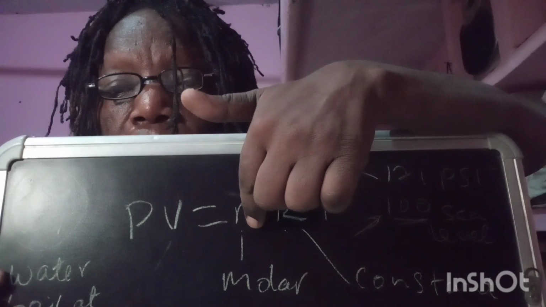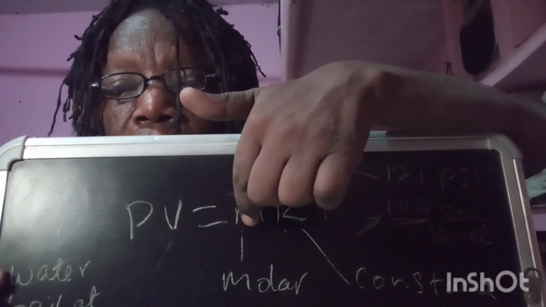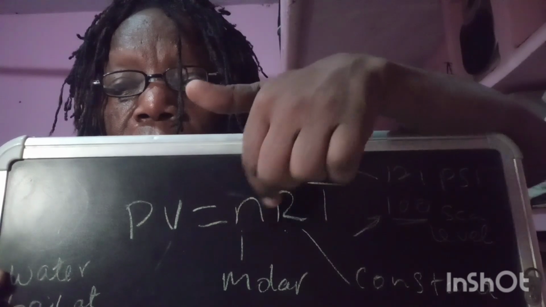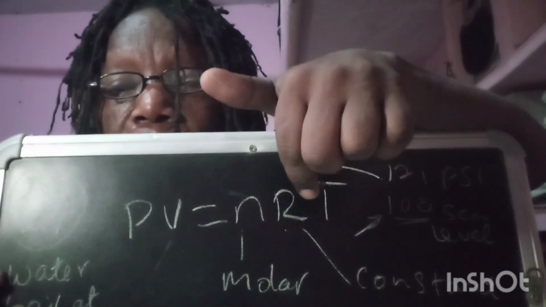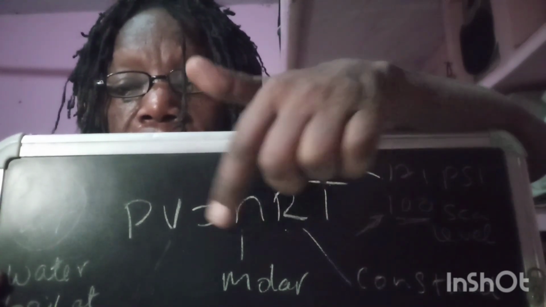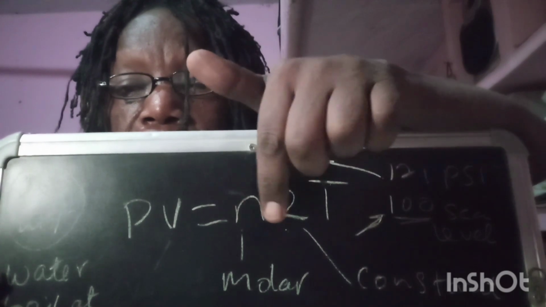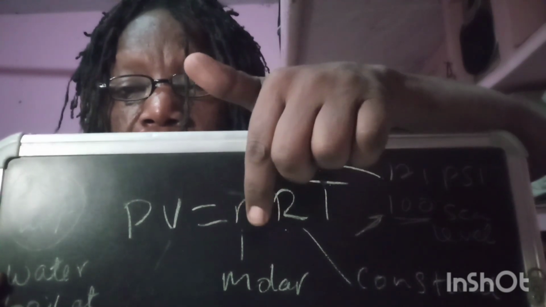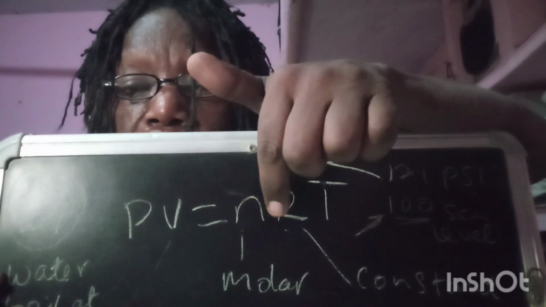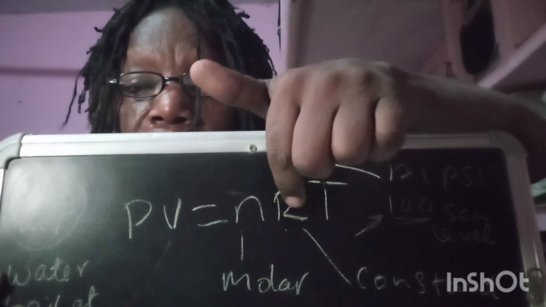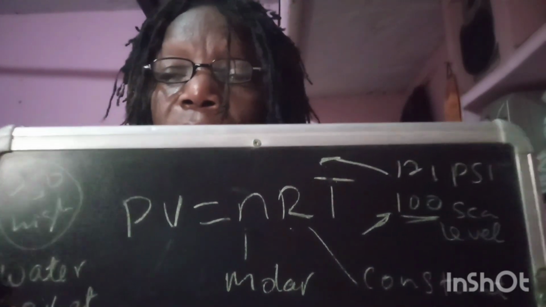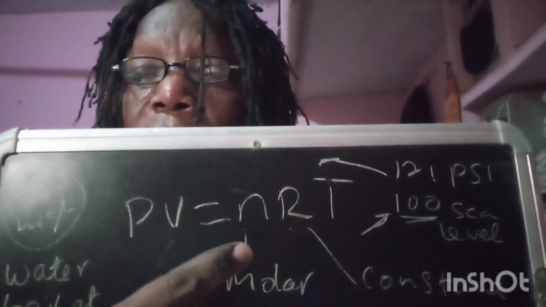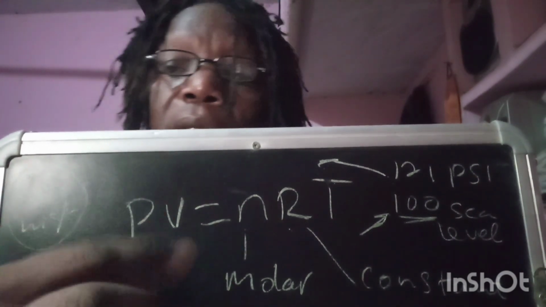This n stands for mole, amount of substance. R is the ideal gas law constant, and T is temperature. This is an equation for pressure cooker. Okay, so pressure times volume is equals to n, which stands for amount of substance, times R, which is ideal gas constant, times temperature. This is maths. So from this you can calculate the pressure, volume, temperature. Yeah, if you are a mathematician.